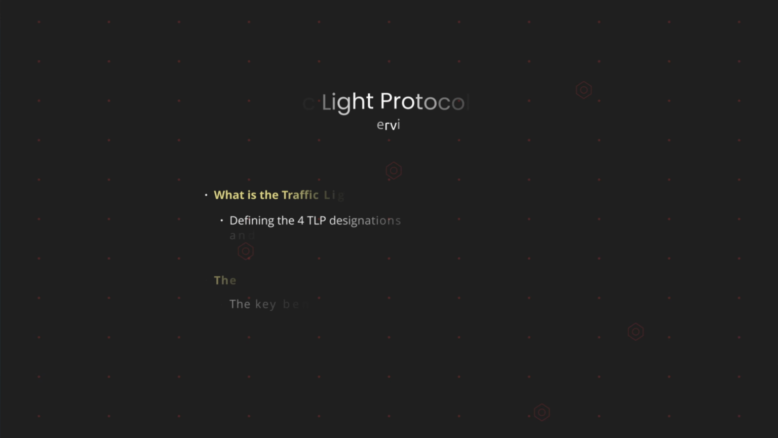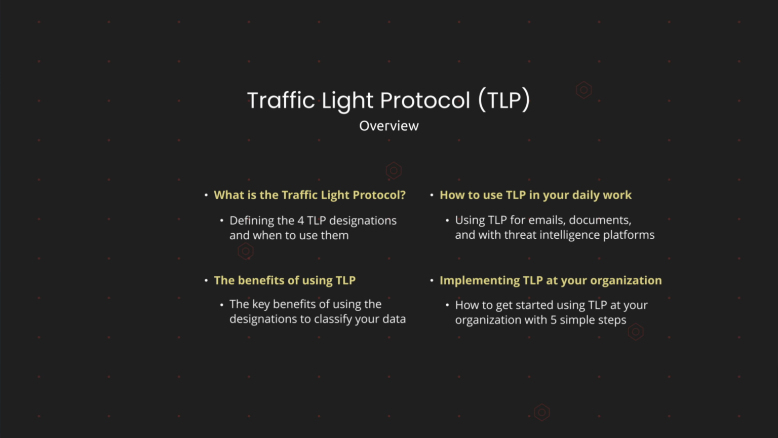The Traffic Light Protocol, or TLP for short, is a framework for classifying information sensitivity and providing guidance on how to handle it. Today, we will explore how you can use this protocol to securely share information both within and outside your organization. Let's jump straight in and start exploring this classification system.